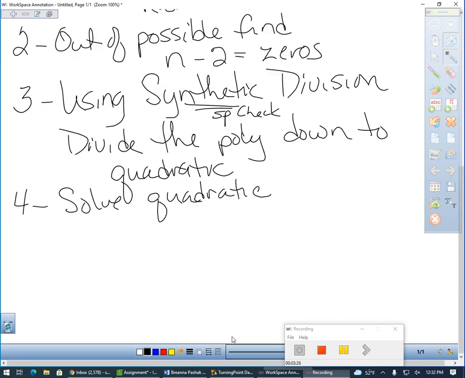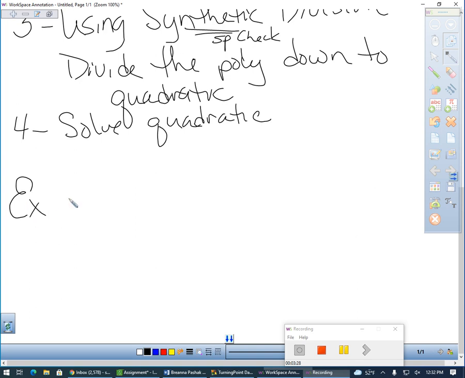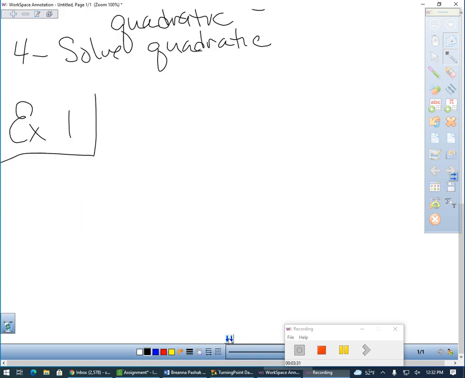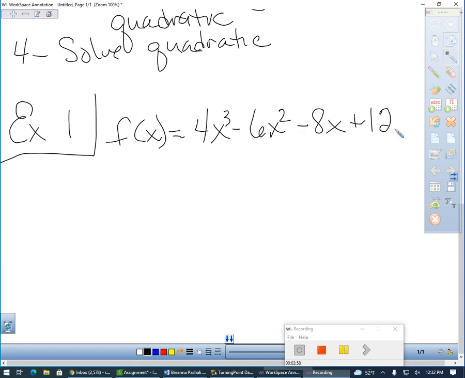All right, here is example number 1. Let's start off with an easier one, I hope. Let's start off with f of x equals 4x to the third minus 6x squared minus 8x plus 12. And I want you to find all zeros.